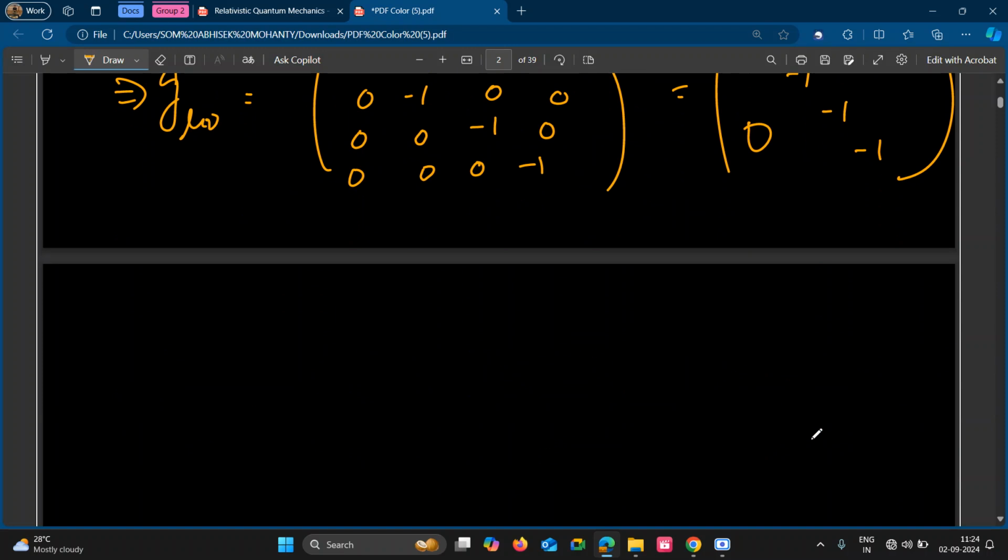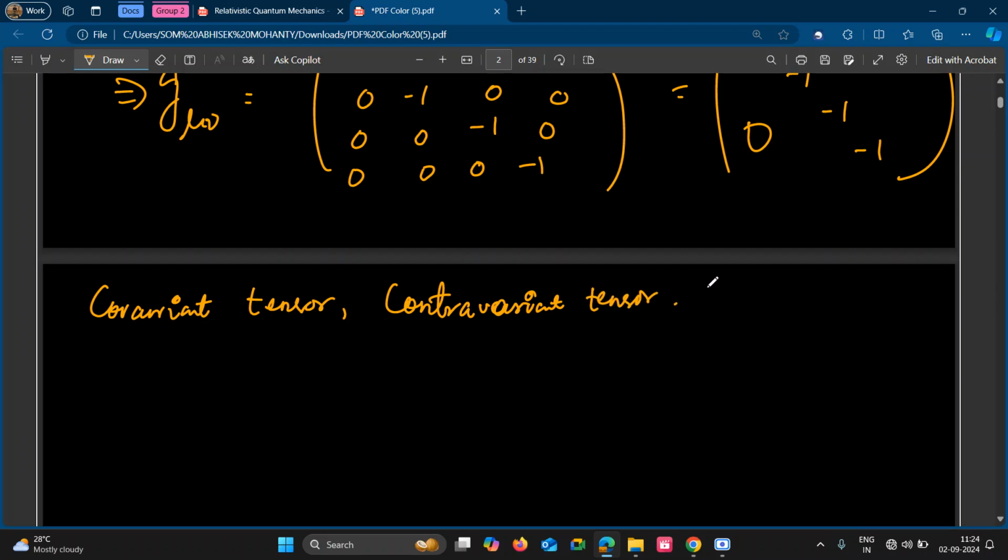One thing you need to know: covariant tensor and contravariant tensor. Please check these two things, and you need to understand them before going into this chapter. Let me give you a brief idea about it, if you are not sure what a covariant and a contravariant tensor is.